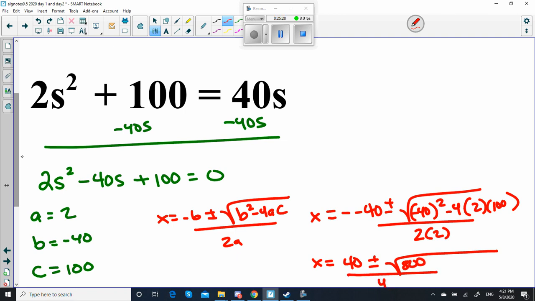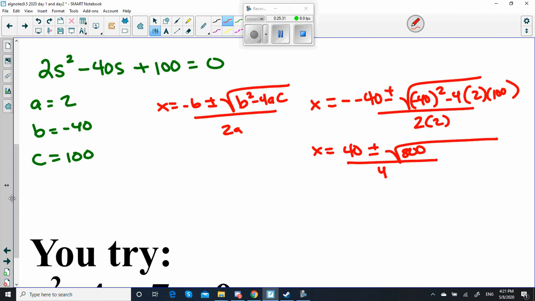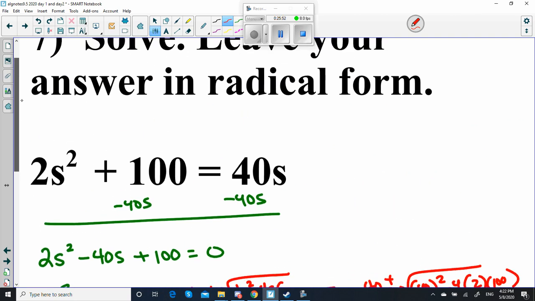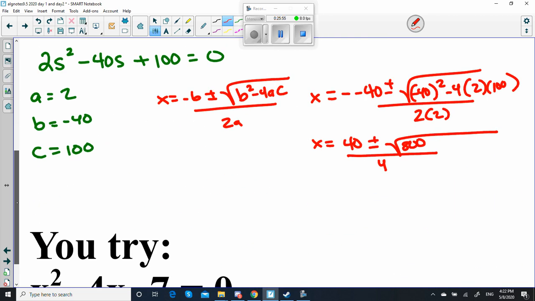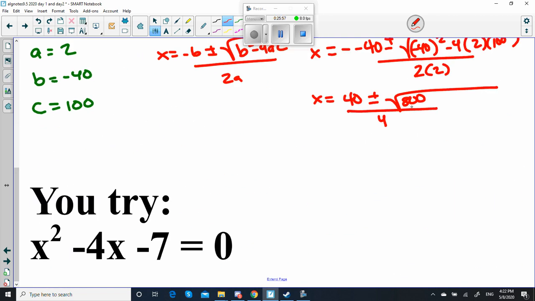So 800 is not a perfect square. 900 is, but 800 is not. In fact, I can prove it. If I put the square root of 800 in my calculator, I get a decimal. Had the directions said to round to the nearest hundredth, at that point I would have gone with 28.2843 for that part. But because the directions specifically say answer in radical form, that means I have to simplify this radical 800 like I would in section 9.1. So I'm going to go about it differently.